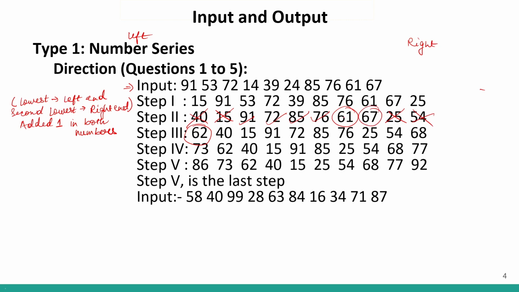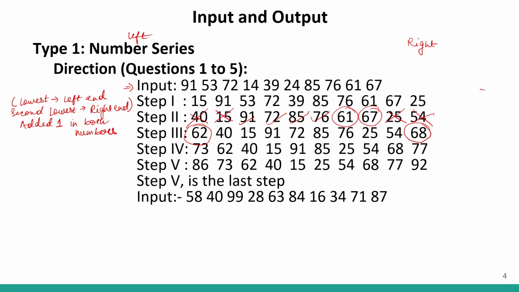So now I can see two numbers are missing, 61 and 67, and two new numbers I can see, 62 and 68. So after fixing the position of 54, the next lowest number was 61. So we have added 1 to it to get 62. And the second lowest number was 67, to which we have added 1 to get it on the right hand. So same logic performed in step 3 also.